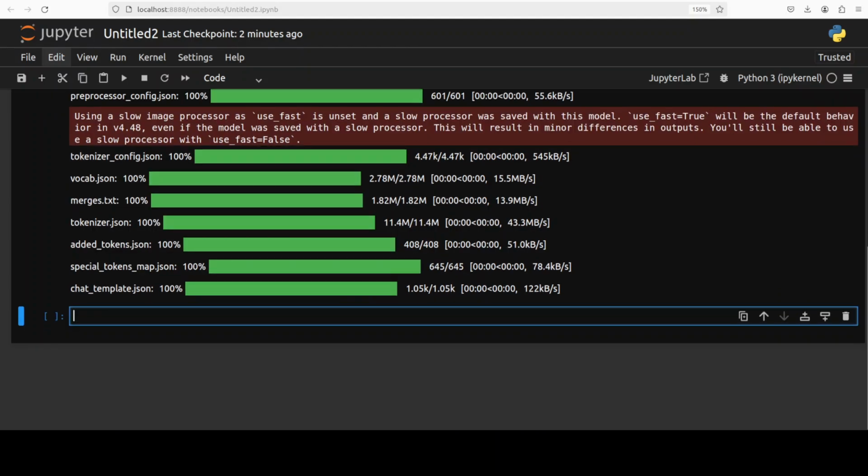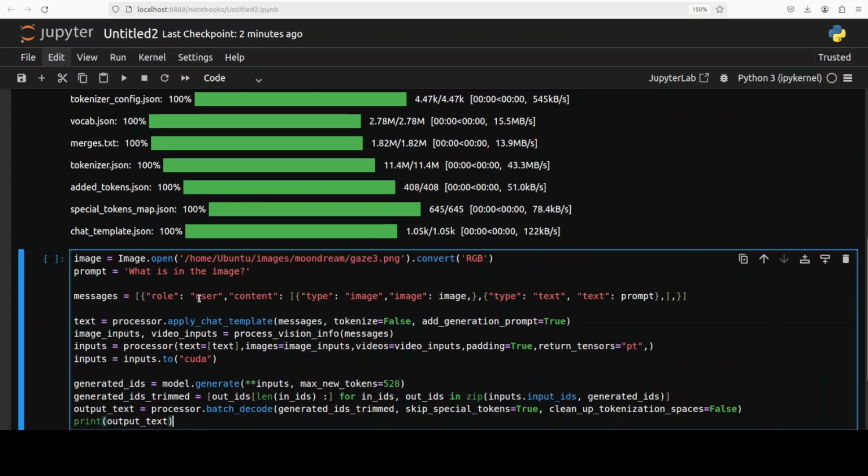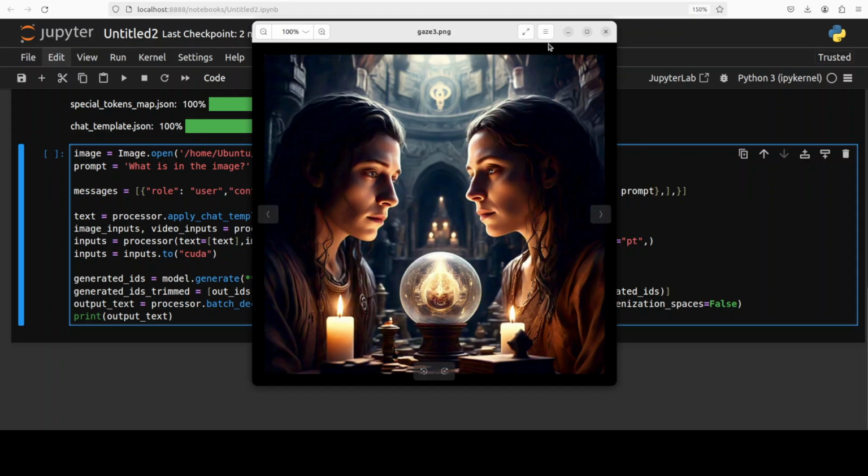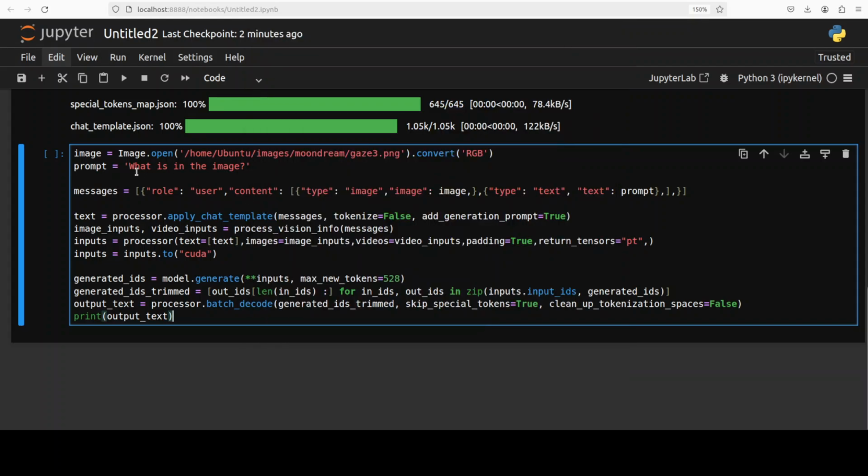Let's try to see how it does the reasoning with the images. So it's a usual prompt template where I am accessing this image from my local system, and then I am asking it to describe this image or what is in the image. And then the tokenizer is encoding the input, the model is generating the output, and then we are decoding it back and printing out the response. So let's run it.